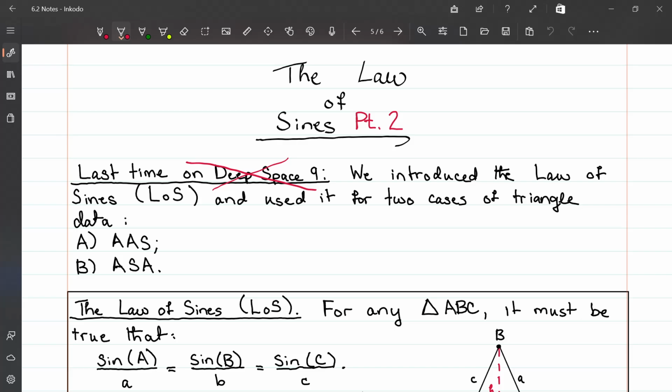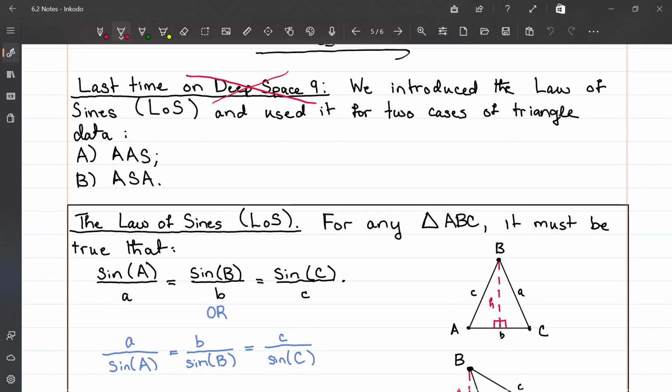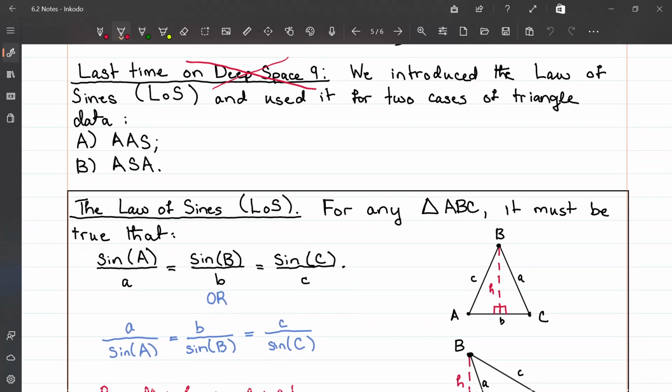So what did we cover last time? Well, last time, as I'm sure you'll recall, we talked about the law of sines. We specifically said that if we are given any triangle of any sort, we will always find that if we take sine of an angle in the triangle, remember we label them A, B, and C, and divide it by the length of the side opposite, the fraction we've made will be equal to any of the other fractions of that type that we come up with.